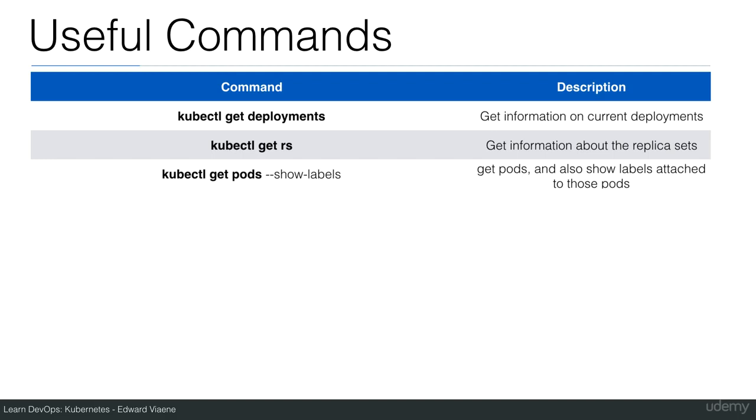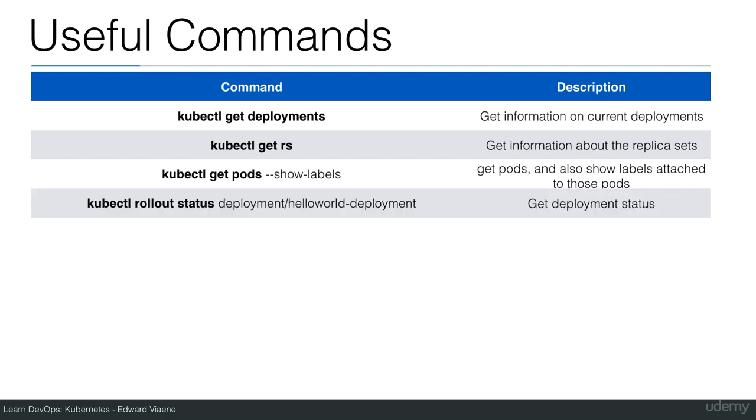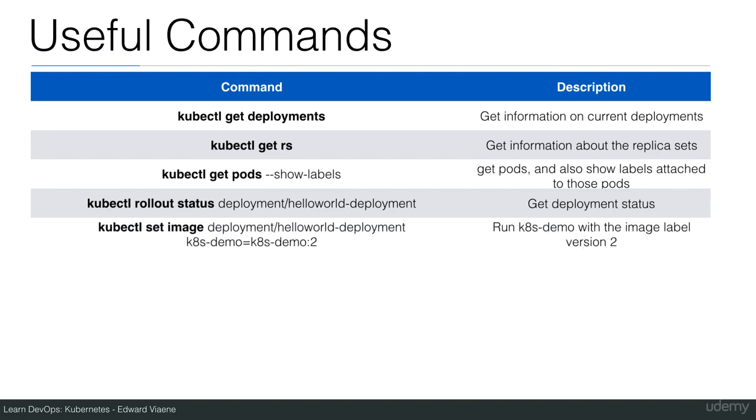So whenever we add a label to our pod, like the app label, then we can see those if we add show-labels. kubectl rollout status and then type deployment and then the name of the deployment object gets the deployment status. So if you want to know whether the deployment was successfully completed, then we can use this command, and this command will show us that.